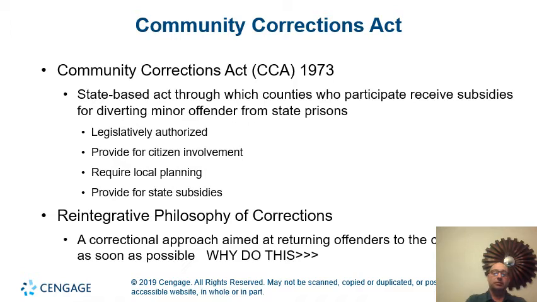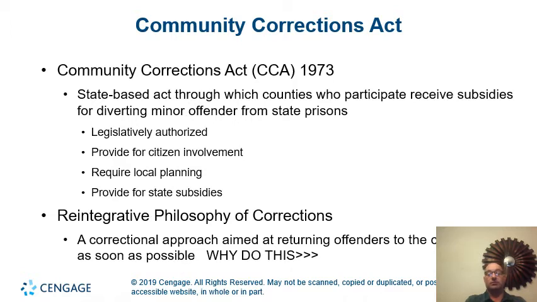Okay. Yeah, so now we get into the Community Corrections Act. You can read here, 1973, and please do read through it as well. But I think some of the idea of this is that there was a concept of reintegrative philosophy, that approach of, hey, we need to get offenders back into the community as quickly as possible. And the reason why, you can see down here, is that we as a society know that the longer people are away from their community, the farther they're going to be when they come back.